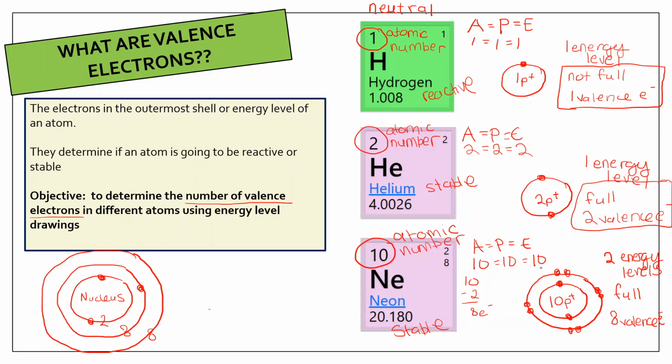So there may be 10 electrons altogether, but we only care about the last energy level when talking about valence electrons. So they're in the outermost shell. So even though there's 2 in here, we're not concerned about that. We're concerned about how many are in the last energy level.